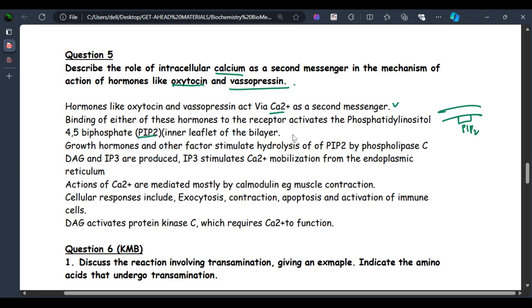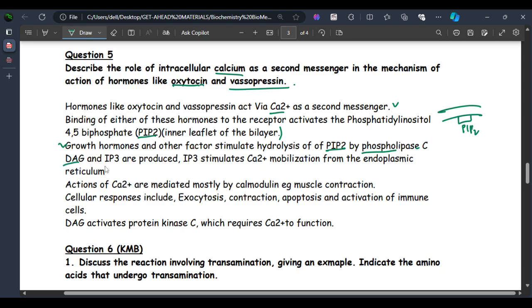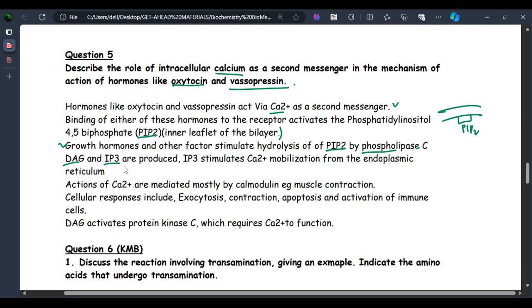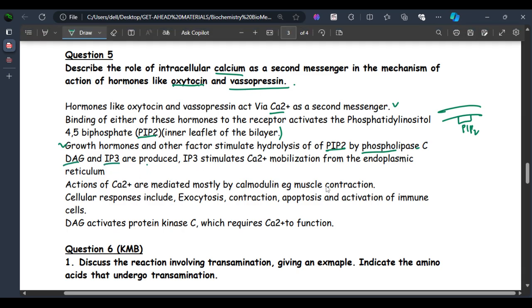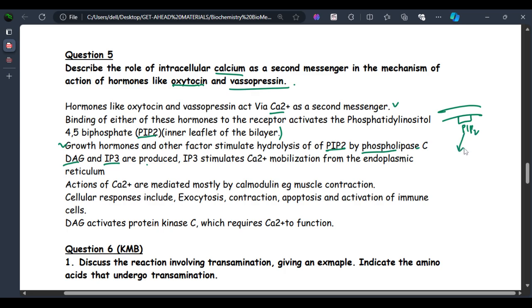So that PIP2 is going to be activated, just like I said earlier. Then growth hormones and other factors stimulate hydrolysis of this PIP2 by phospholipase C, and diacylglycerol and IP3 are produced. I'm just repeating here. And then the actions of Ca2+ are mediated mostly by calmodulin.